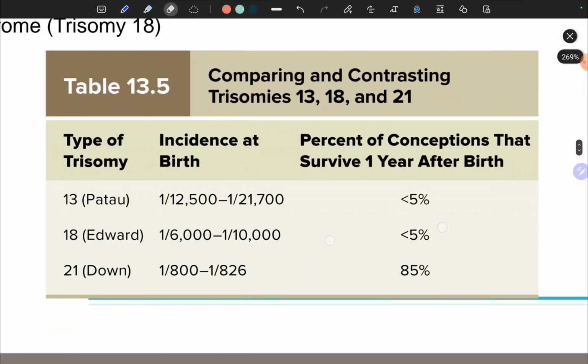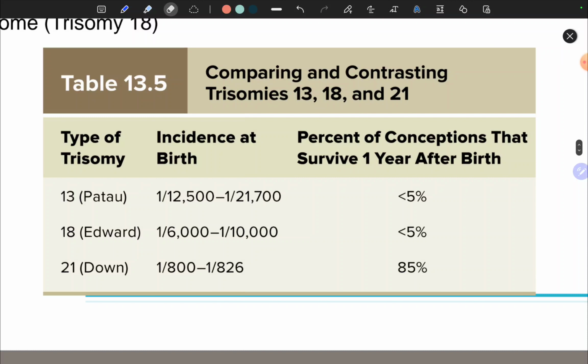Now these incidences are not fixed numbers. Some textbooks will give you certain numbers, and they are different in others. So this is not important. What is important for you is to know what the problem behind this is.